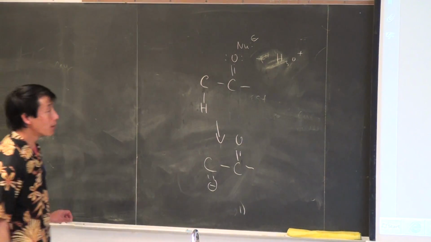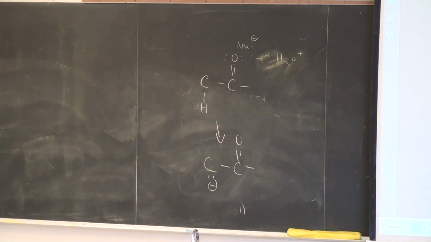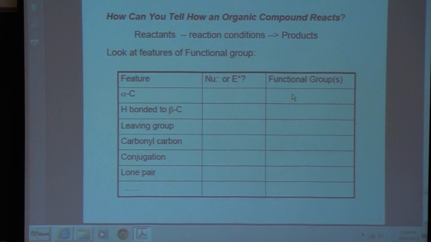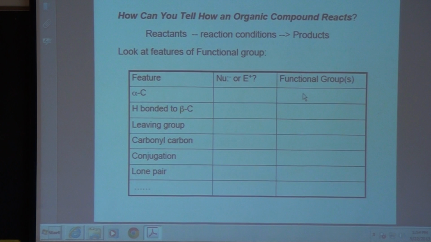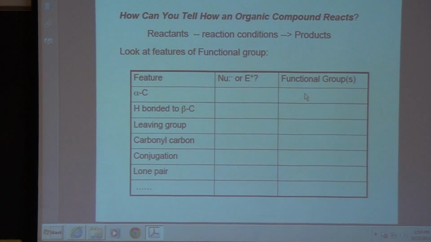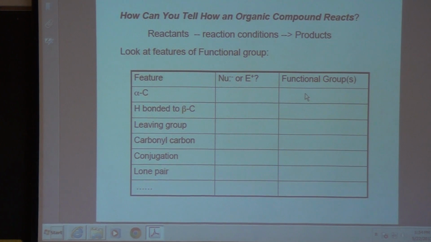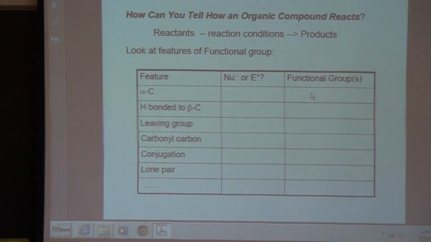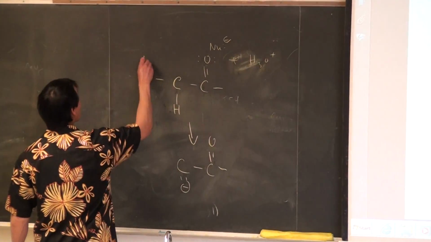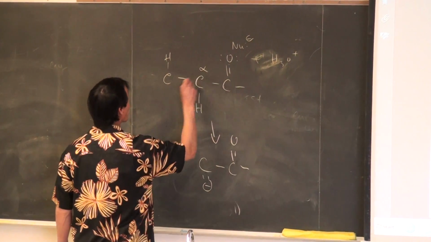Okay, so what about the H bonded to a beta carbon? Is that a nucleophile or electrophile? And in what functional group or groups do we find that H bonded to a beta carbon? Yes, that's an electrophile. And we'll find that, so if we have, okay, here's our alpha and here's our beta.